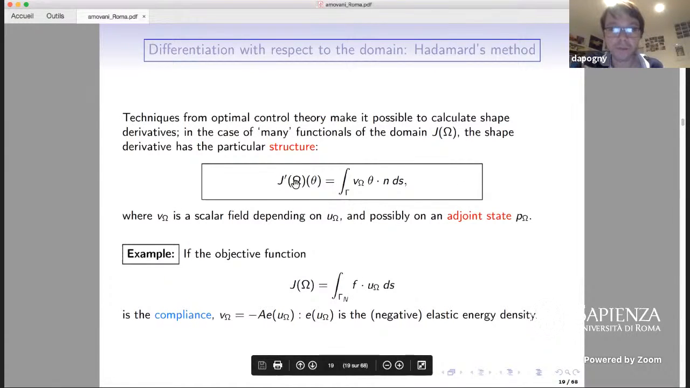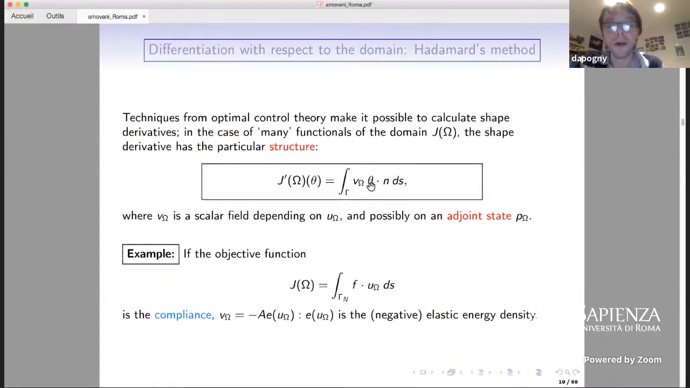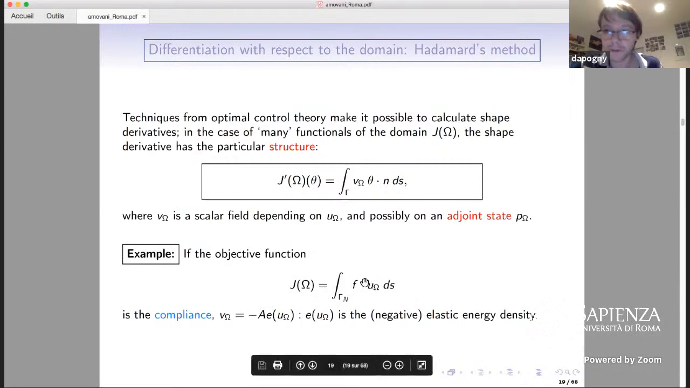Just a small slide to add that generally this shape derivative has a particular structure which is written here. The J prime of Omega in a direction theta writes as the integral over the free boundary, meaning the only one that we wish to optimize, of some scalar field which depends on the optimized function, against the normal component of the deformation theta, meaning that at first order, only normal deformations of the shape will produce significant increase or decrease of the objective function. So for instance, when we consider the compliance, as is the case in our presentation, the shape derivative is given by the scalar field V of Omega, which is the negative elastic energy density, which is written here.